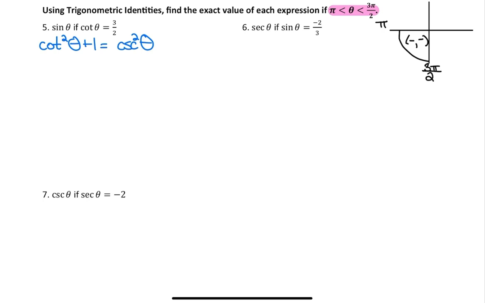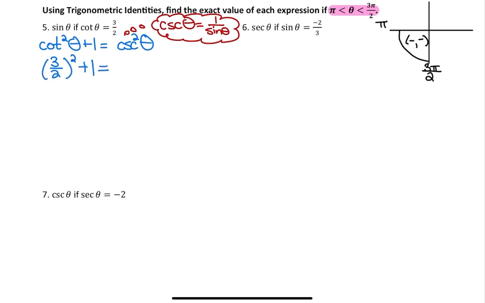The reason why it's okay to connect cotangent squared theta with cosecant squared theta is that cosecant is one of our reciprocal identities. Cosecant of theta is equal to 1 over the sine of theta. So if I can connect cotangent with cosecant, then I'm really connecting cotangent with the sine of theta. Cotangent of theta is 3/2. So 3/2 squared plus 1 is equal to cosecant squared theta.